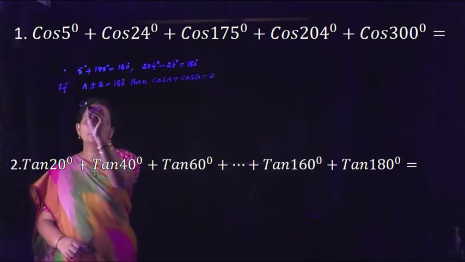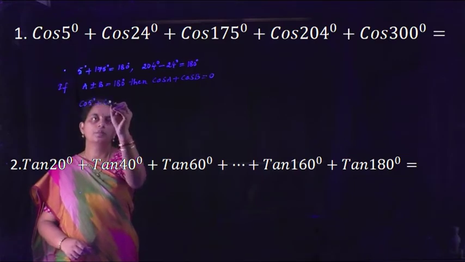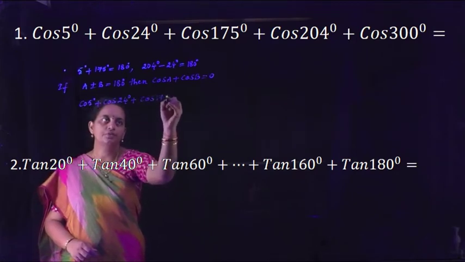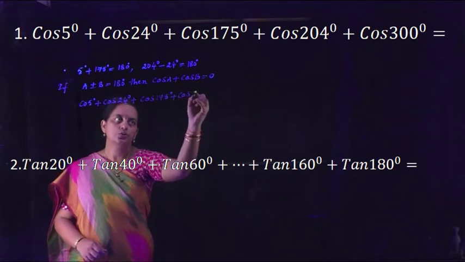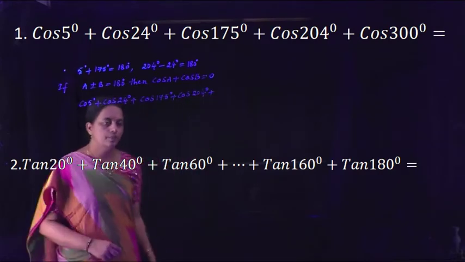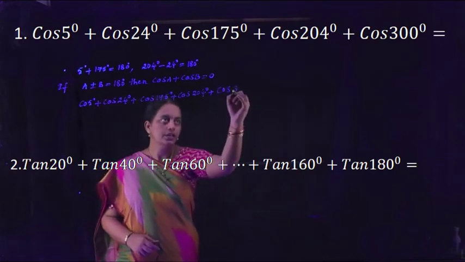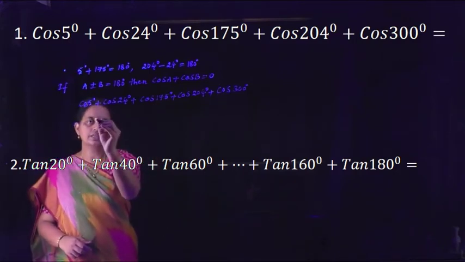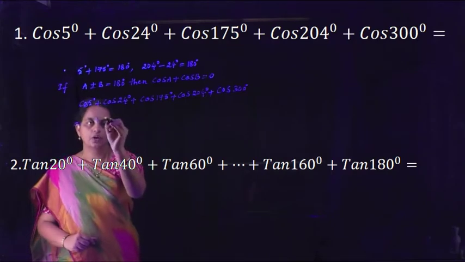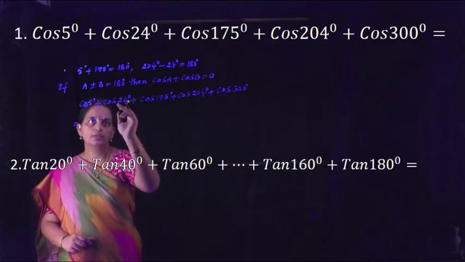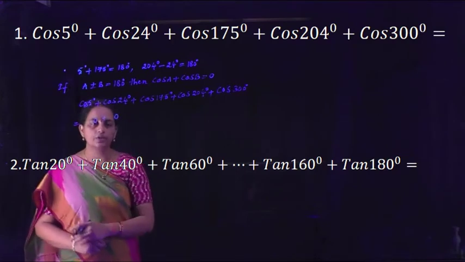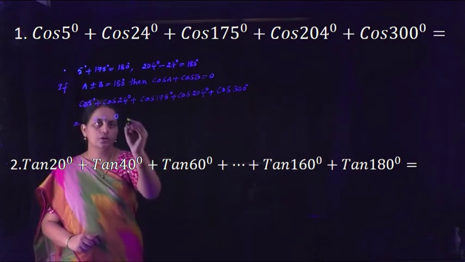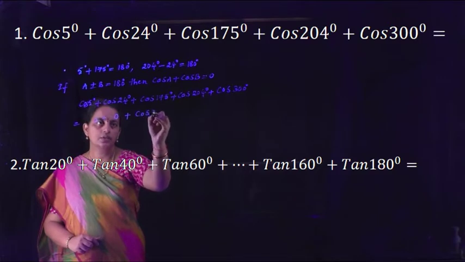From the given problem, cos 5 degrees plus cos 24 degrees plus cos 175 degrees plus cos 204 degrees plus cos 300 degrees is equal to cos 5 degrees plus cos 175 degrees, which is 0, plus cos 204 degrees plus cos 24 degrees, which is equal to 0, since A minus B is equal to 180, then cos A plus cos B equal to 0. And the remaining one is cos 300 degrees.